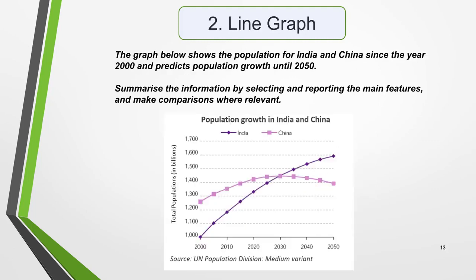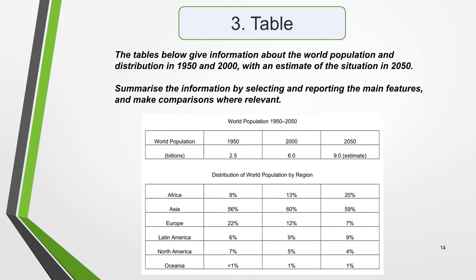Line graphs are also common in Task 1. They're easier to interpret than they may look at first sight, as I show you in the lesson on line graphs. The question for this one is, the graph below shows the population for India and China since the year 2000 and predicts the population growth until 2050. Summarise the information by selecting and reporting the main features and make comparisons where relevant.